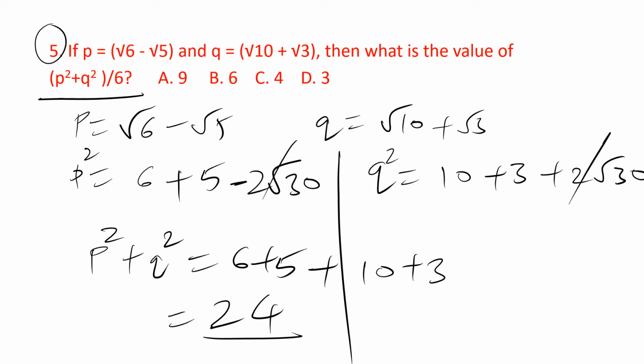But the 24 is not the answer. We are asked to divide it by 6. We get 6 fours are 24, final answer as 4. Option C is the correct answer.